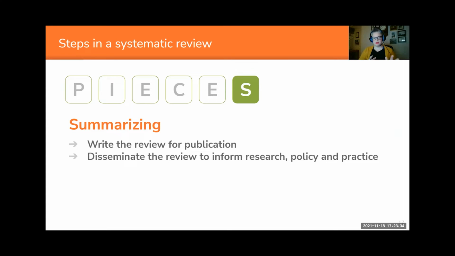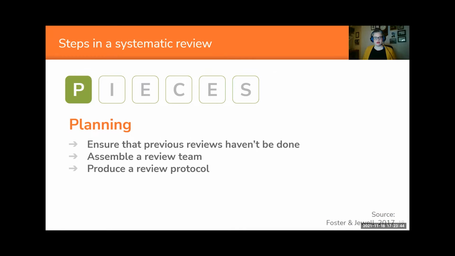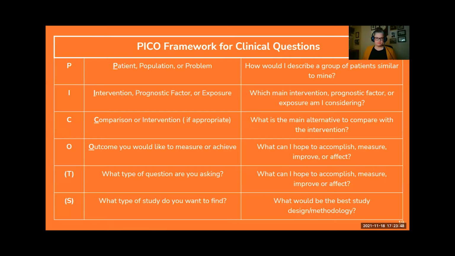So again, it kind of depends on who your audience is and what kind of information you're trying to disseminate. But that's kind of the PIECES acronym that we like to follow for the steps in our systematic reviews. So we're going to talk about the P. What does the P look like?